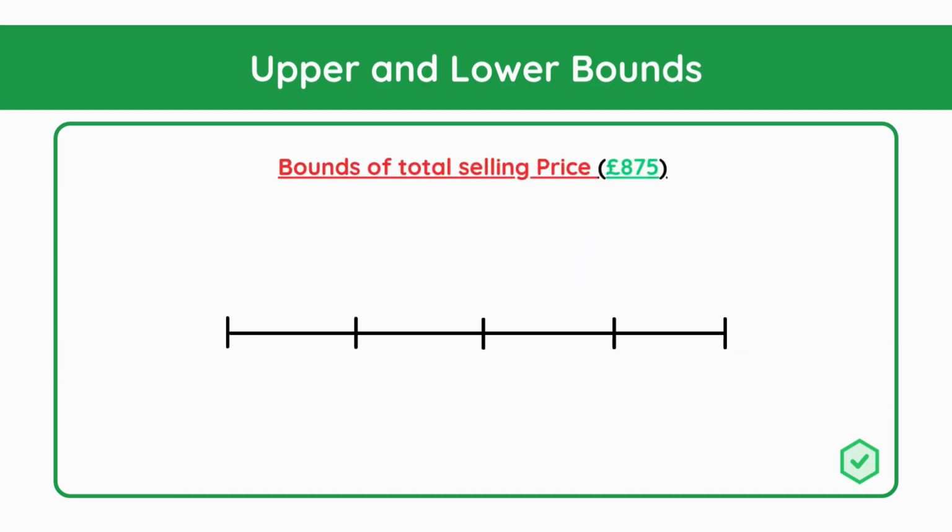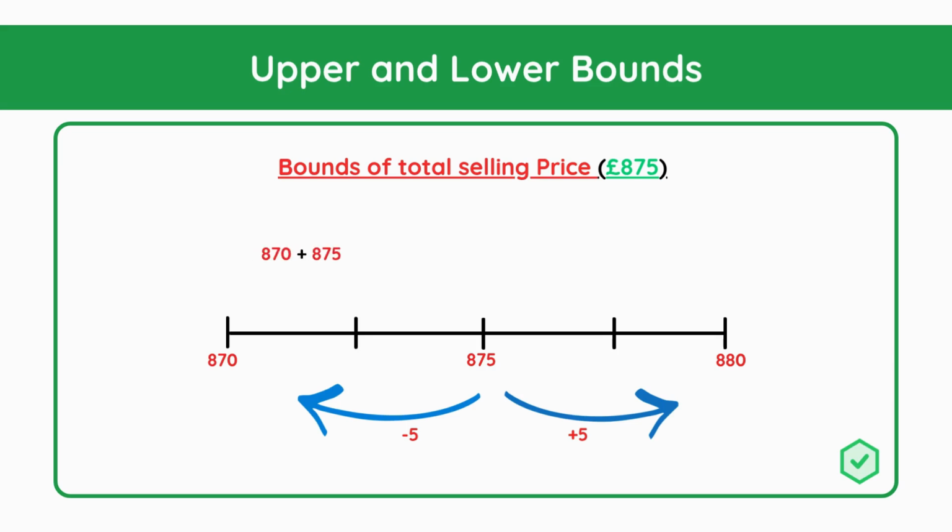Next, for the total selling price, 875 pounds, correct to the nearest 5 pounds. Add 5 pounds. 875 plus 5 equals 880. Subtract 5 pounds. 875 minus 5 equals 870. The lower bound is the midpoint between 870 and 875. 870 plus 875 divided by 2 equals 872.5.